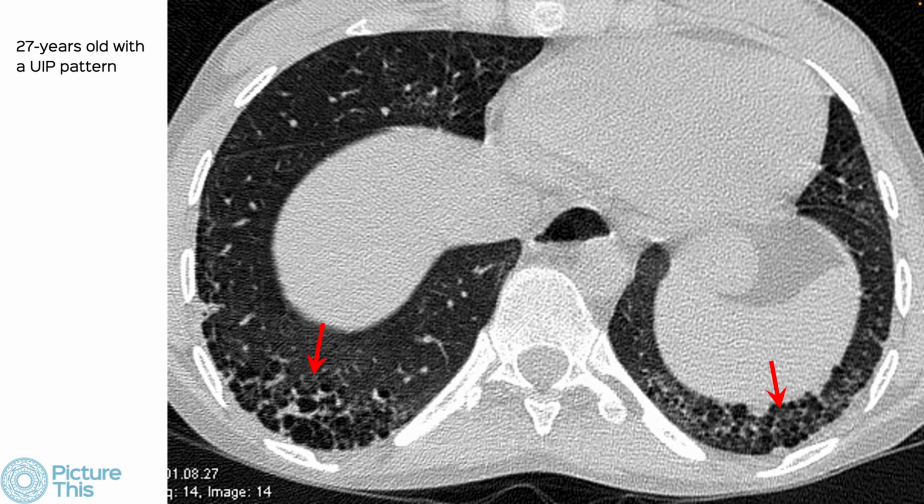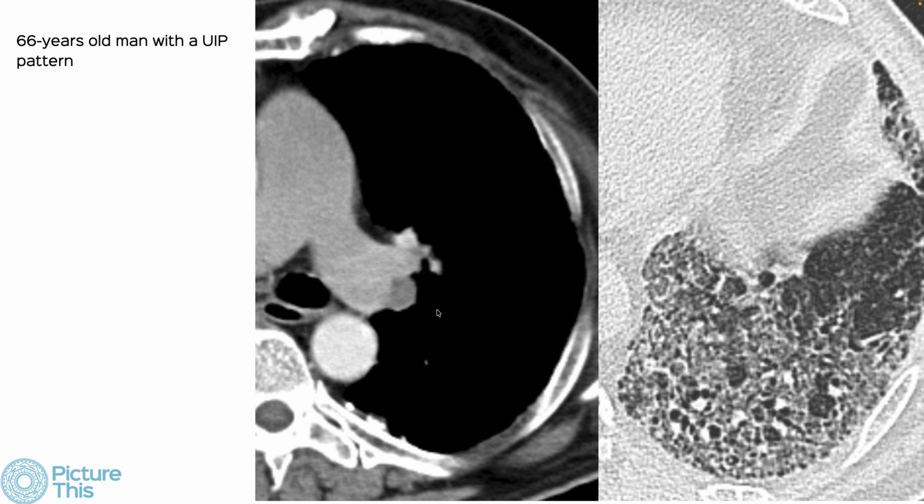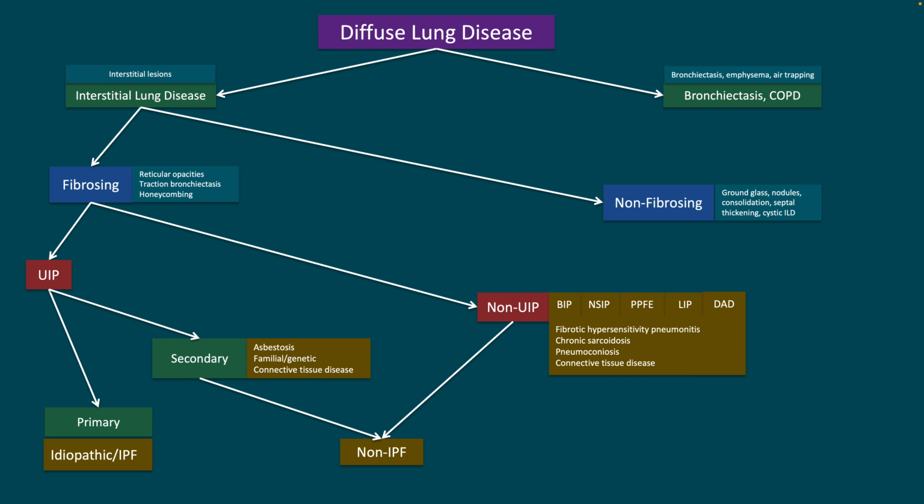If we see an etiology, like this is a 27-year-old with a UIP pattern, and this patient has esophageal dilatation, this is scleroderma ILD with a UIP pattern, whereas this patient who worked in a brake lining factory has pleural calcification and a UIP pattern, and this is asbestos ILD with a UIP pattern.